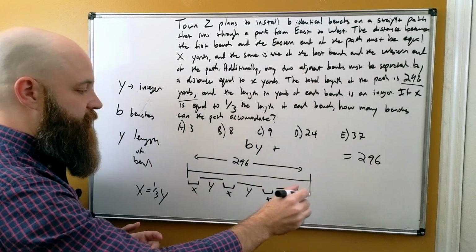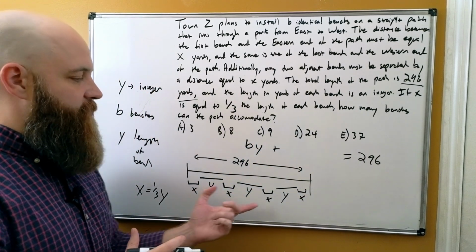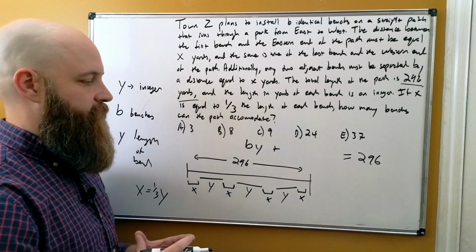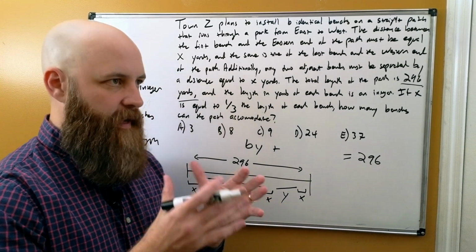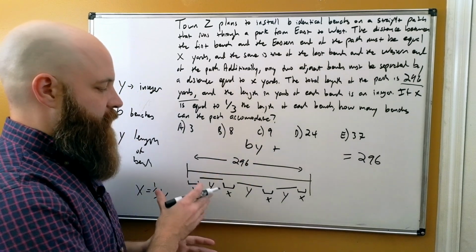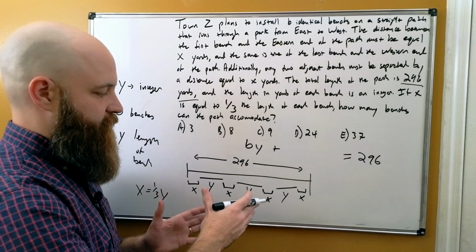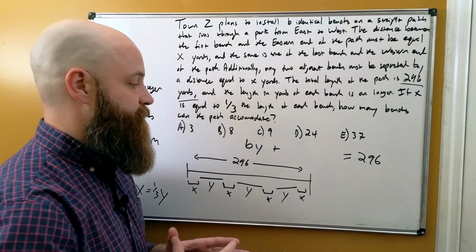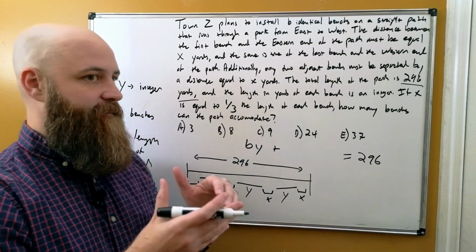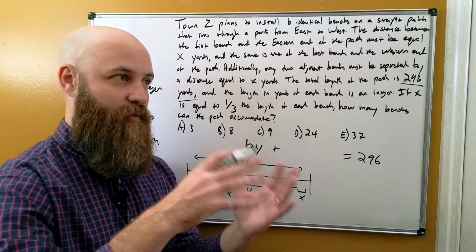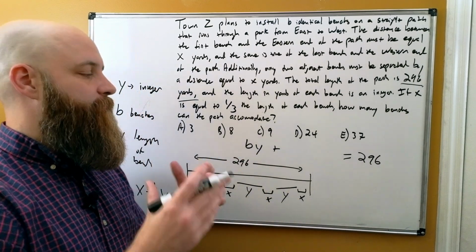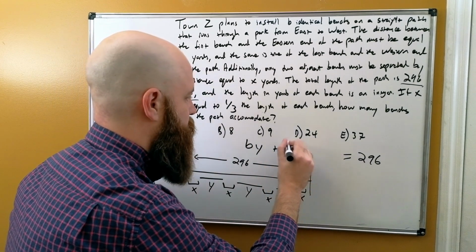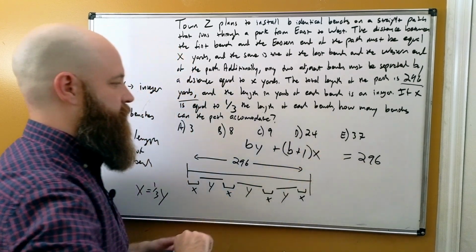But then I have to add the spaces. So how many spaces are there? Well, in my diagram, I have 3 benches, and I notice that there's 4 spaces. There's 4 x's there. And does that make sense? Well, I guess I can justify that, right? Because there's a space before each bench. So if I got 3 benches, there's 3 spaces, and then 1 more space at the very end. So it looks like however many benches I have, there's going to be 1 more space than that. So 3 benches, 4 spaces. If I have b benches, I guess that's b plus 1 spaces. So I've got these b plus 1 spaces, each with a length of x.